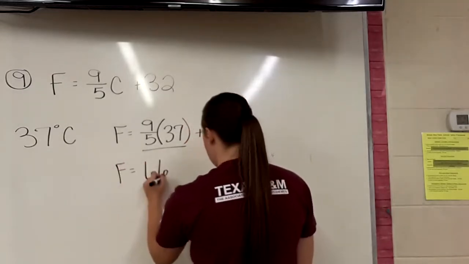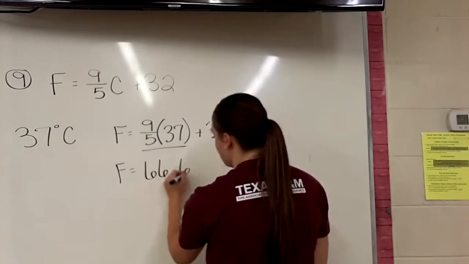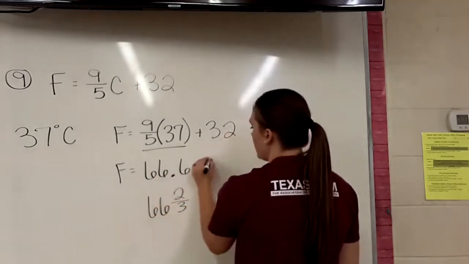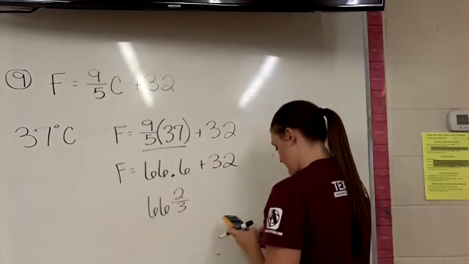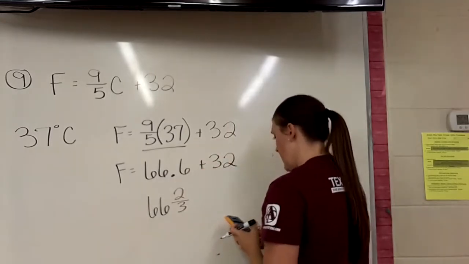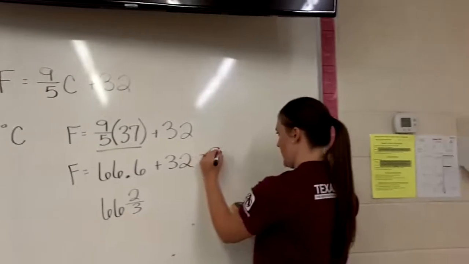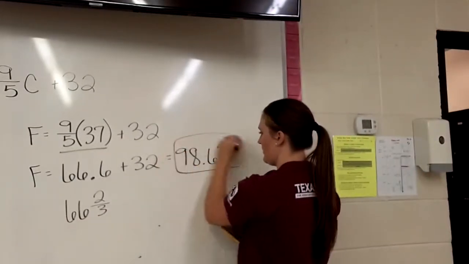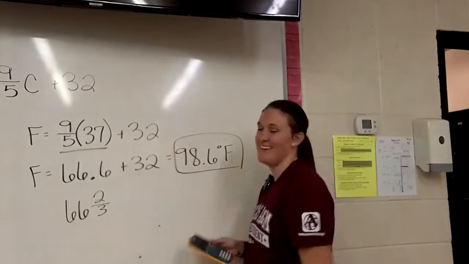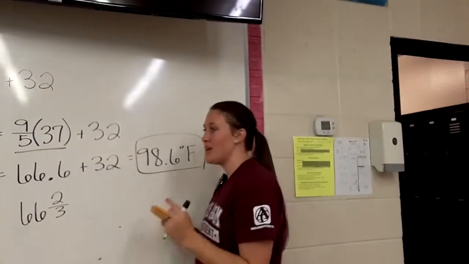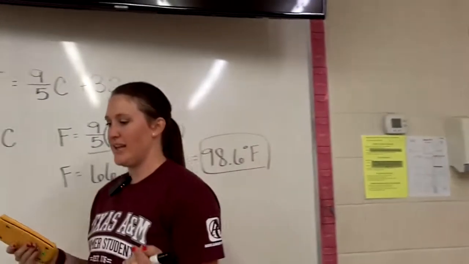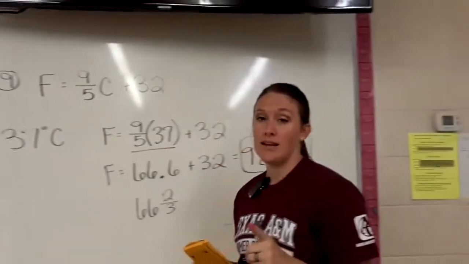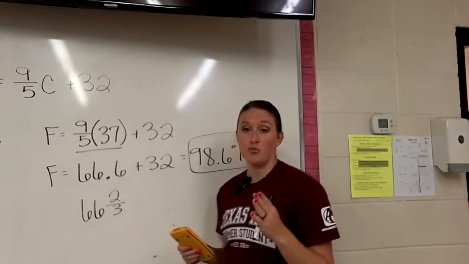And that gives me 66.6, which is the same thing as 66 2/3, plus 32. So their temperature is 98.6 degrees Fahrenheit. Whew, we're safe. So I hope you got that. Now, I actually believe that's the last example we're going to work out. We're still going to look at the next example, but I'm not going to make you do another problem.